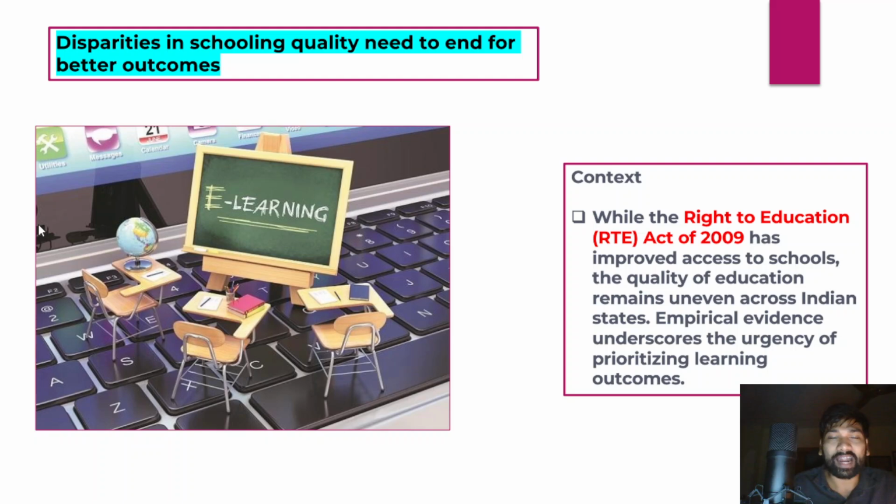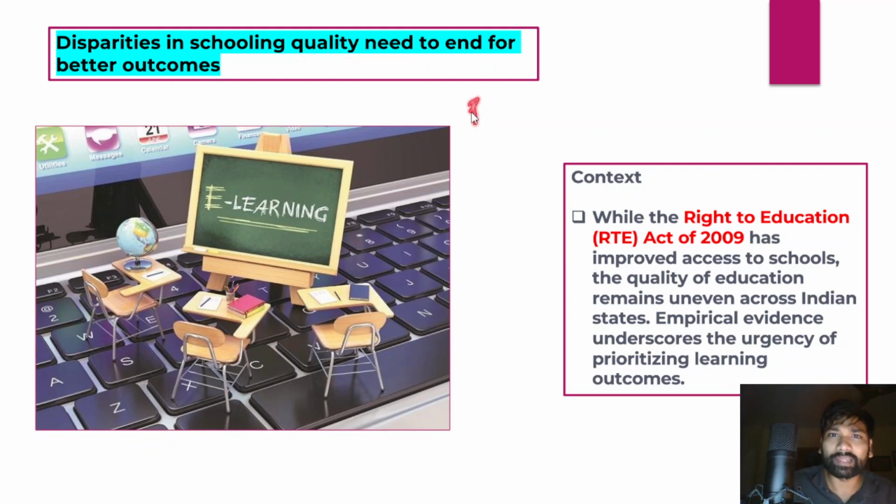So first we'll start this discussion with a very important article with respect to education in India. It is saying that there are a wide variety of disparities in schooling and the quality needs to be further improved. Okay, so disparities in schooling quality need to end for better outcomes. Now, what is the context?